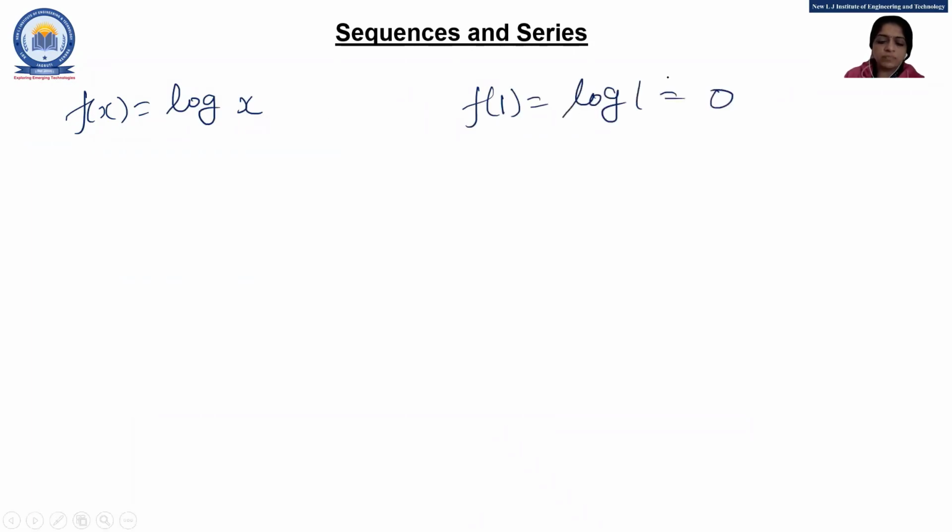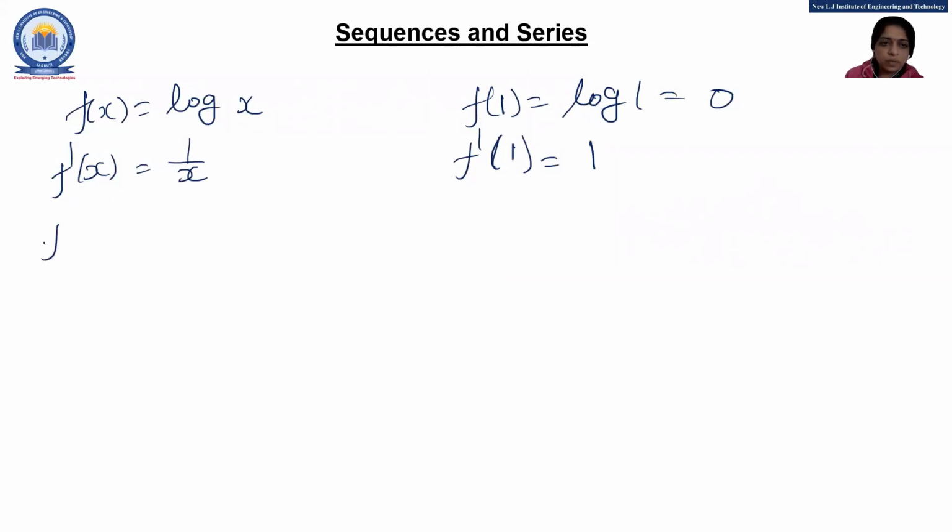So what is our function f of x? f of x is log x. So for f of 1, we replace x by 1: log 1, and the value of log 1 is 0. Now the derivative of f of x with respect to x. The derivative of log x is what? 1 by x. Yes. So f dash 1 is 1 by 1, which is 1.